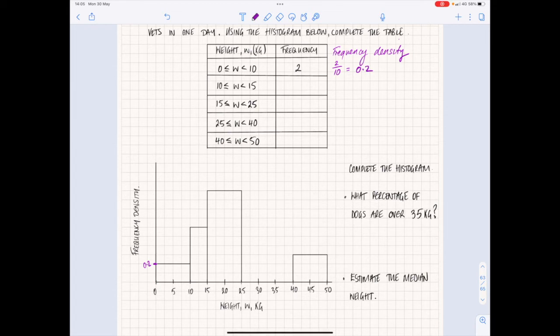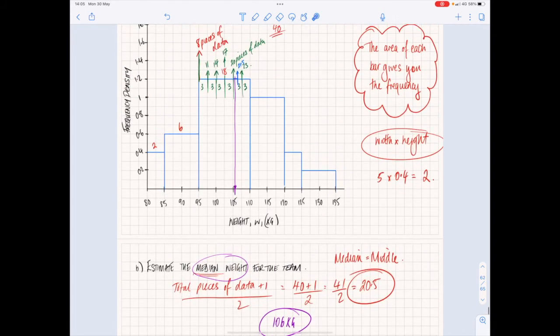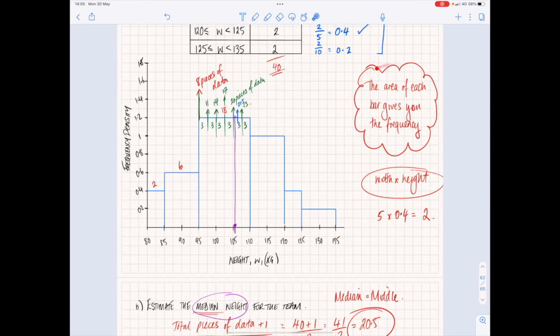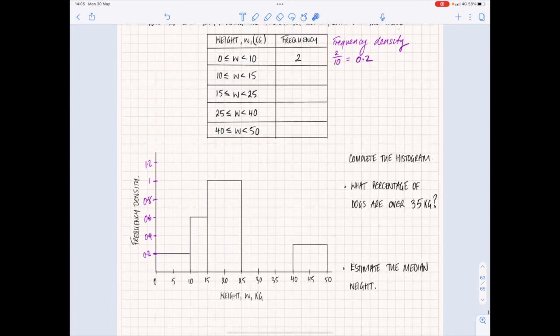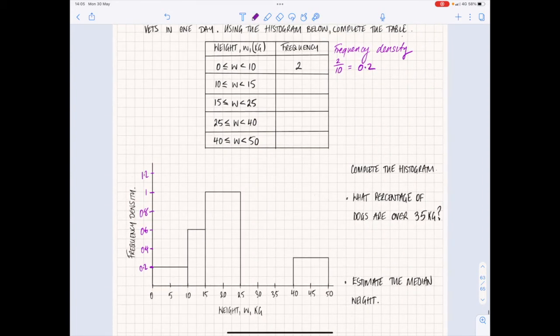So that's 0.2, which means that would be 0.4, 0.6, 0.8. That's 1, 1.2, and 1.3 would be the top of the scale there if we needed it. So by using the table, you can then use information here. And now what we can start to do is fill in the missing information from the table based on the fact that if we go back up here, the area of each bar will give you the frequency. So let's fill in what we know.